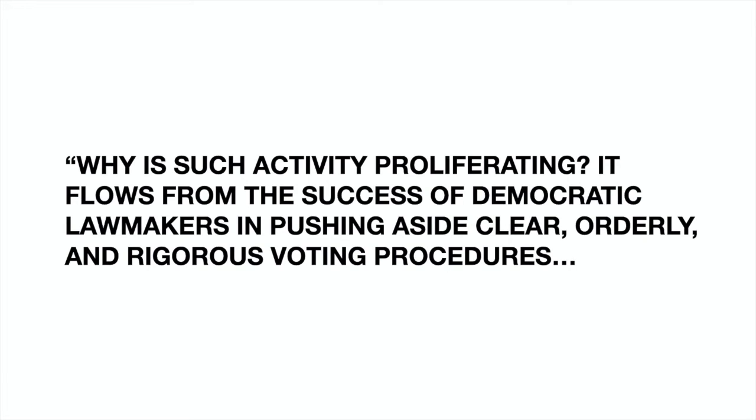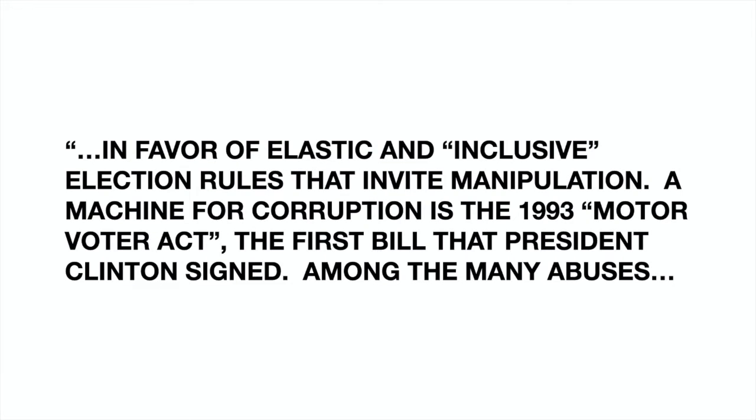After the article presented some information regarding some 2004 events, where city clerks identified thousands, yes, thousands, of fraudulent voter registration forms, the article goes on to say, why is such activity proliferating? It flows from the success of Democratic lawmakers in pushing aside clear, orderly, and rigorous voting procedures in favor of elastic and inclusive election rules that invite manipulation. A machine for corruption is the 1993 Motor Voter Act, the first bill that President Clinton signed.